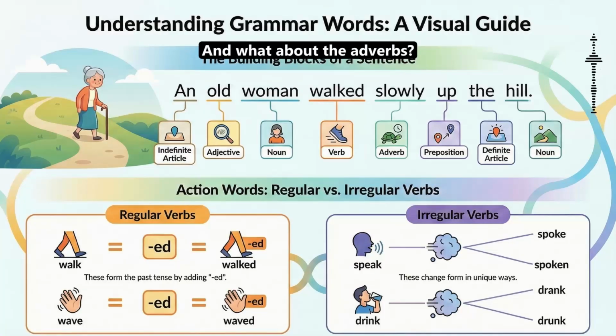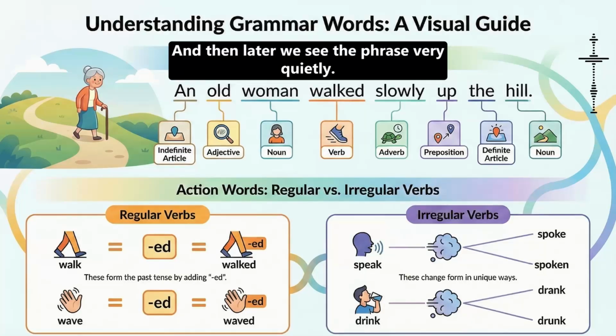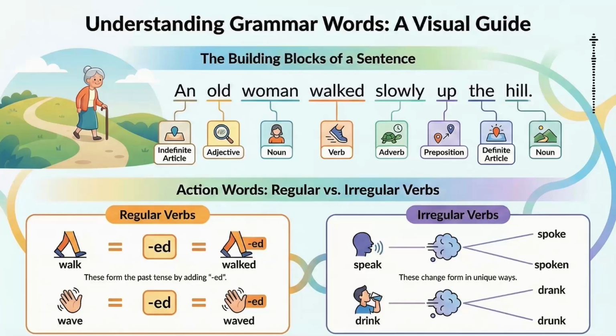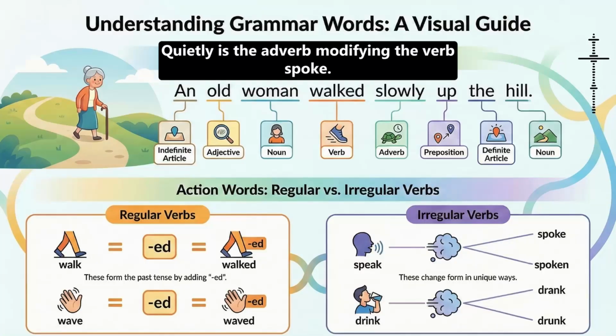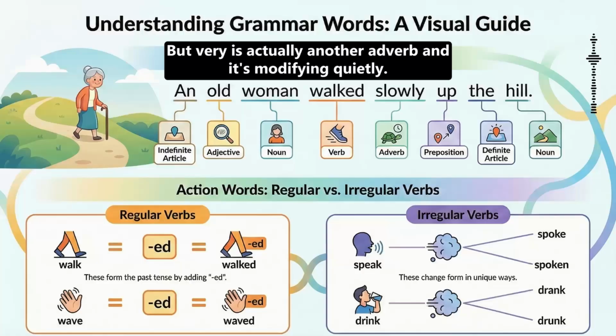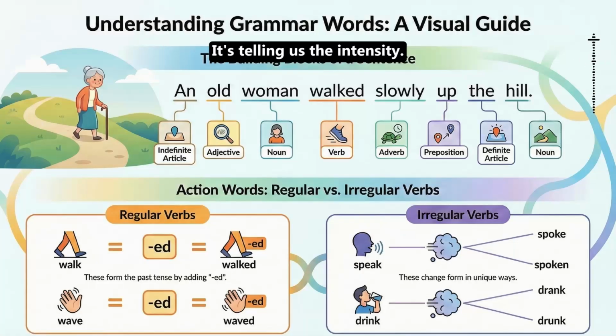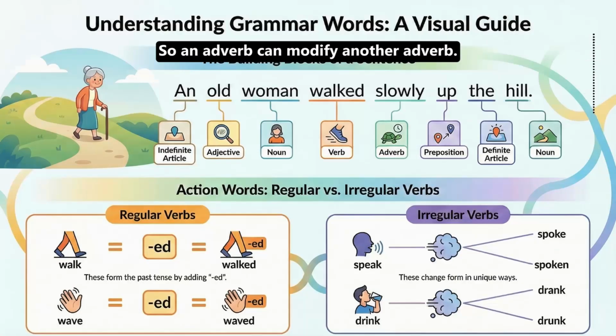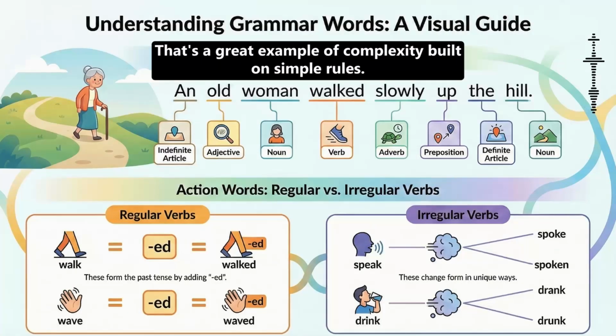And what about the adverbs, the words answering how or when? We have now, which tells us the time, and then later we see the phrase very quietly. Two words there, two words working together. Quietly is the adverb modifying the verb spoke, how he spoke. But very is actually another adverb, and it's modifying quietly. It's telling us the intensity. So an adverb can modify another adverb. That's a great example of complexity built on simple rules.